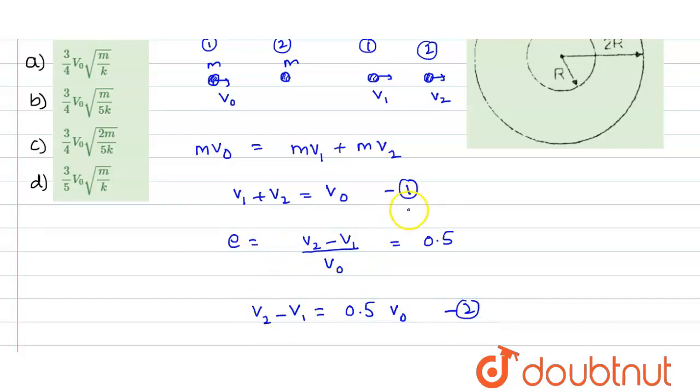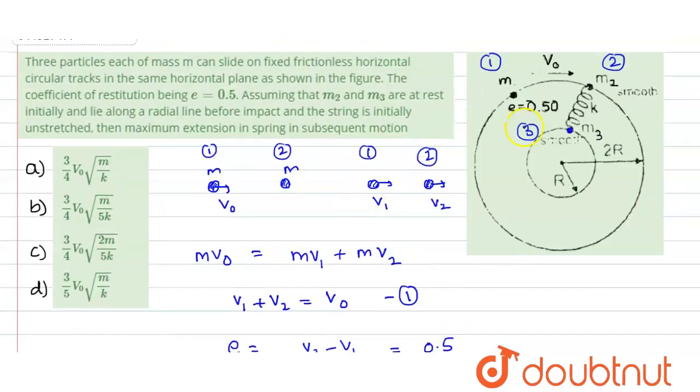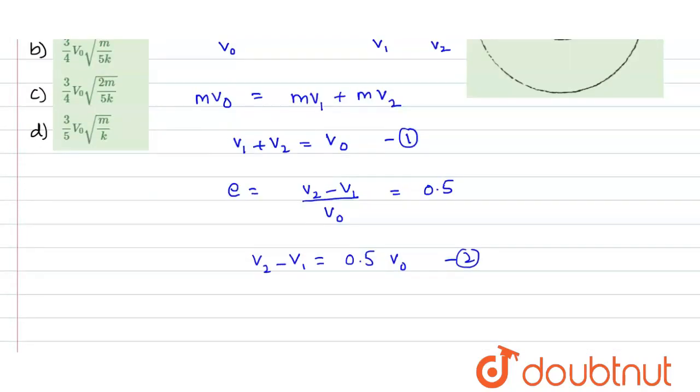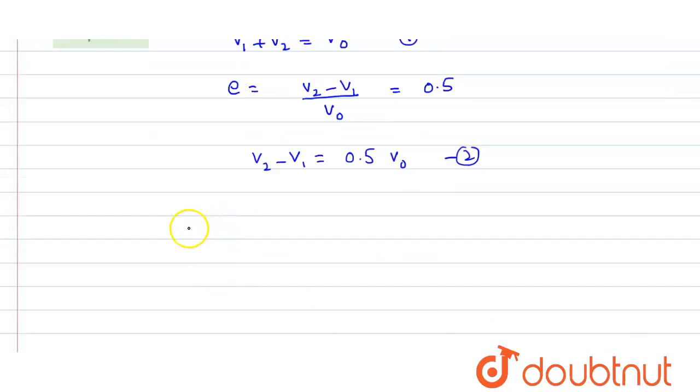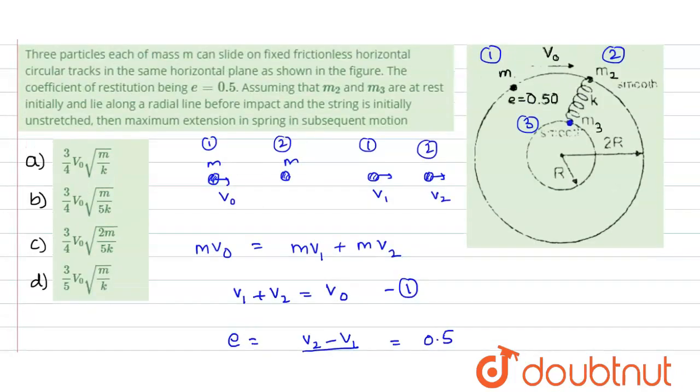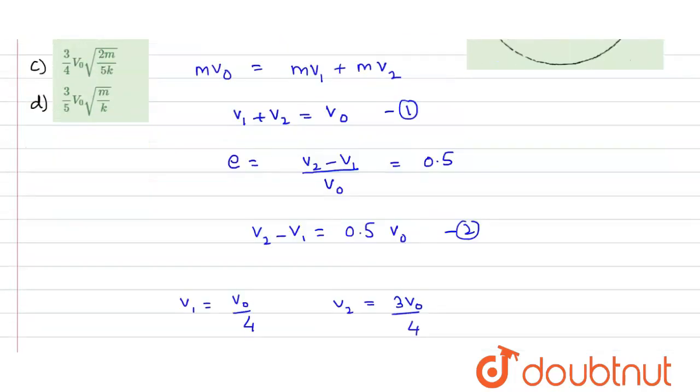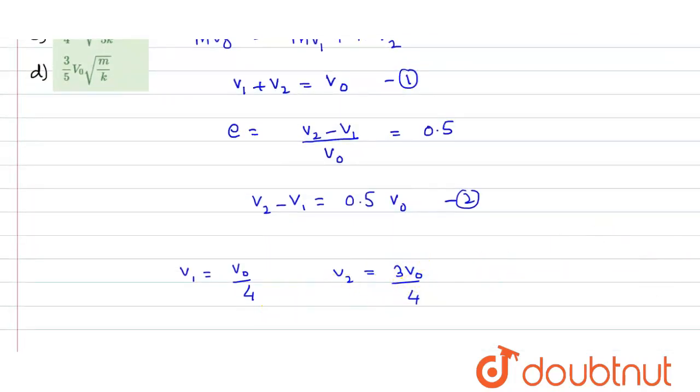Now if we solve equations 1 and 2, we can get the values of v1 and v2, which are the velocities just after the first strikes the second. Solving this, our v1 turns out to be v0 by 4, and our v2 turns out to be 3 v0 by 4. These are the values just after the collision. Now what will happen? The second mass would be moving with a velocity given by this 3 v0 by 4.